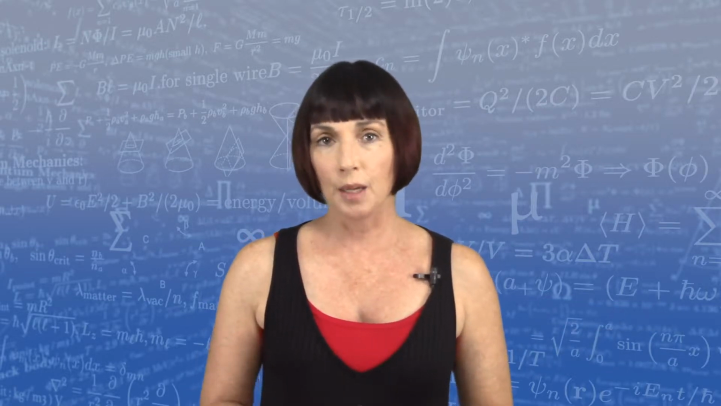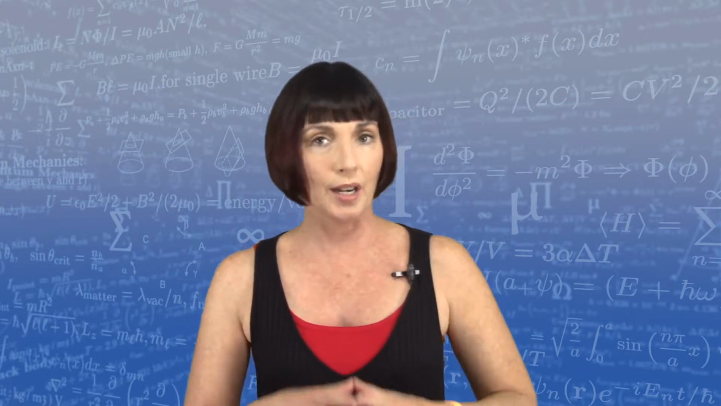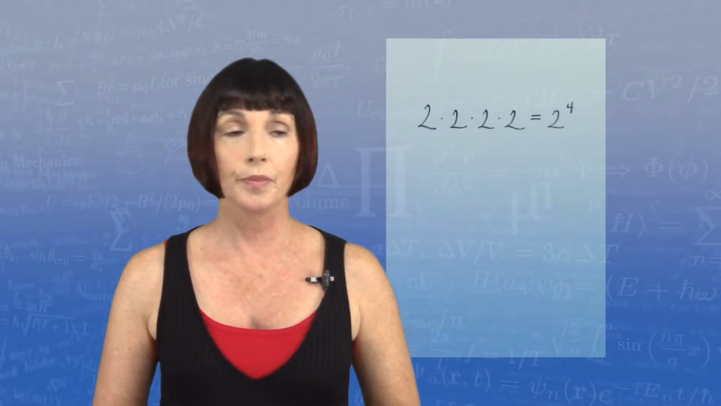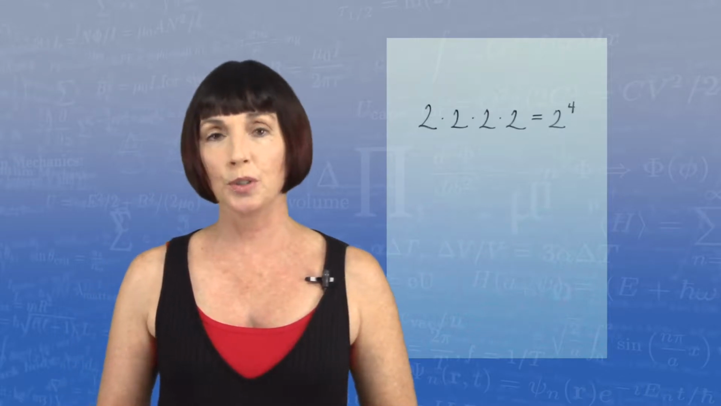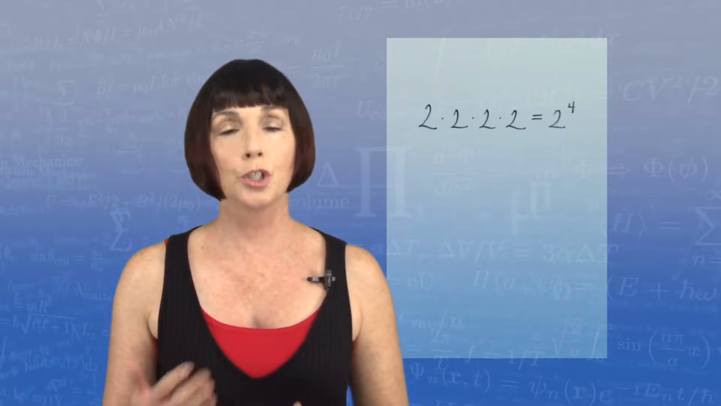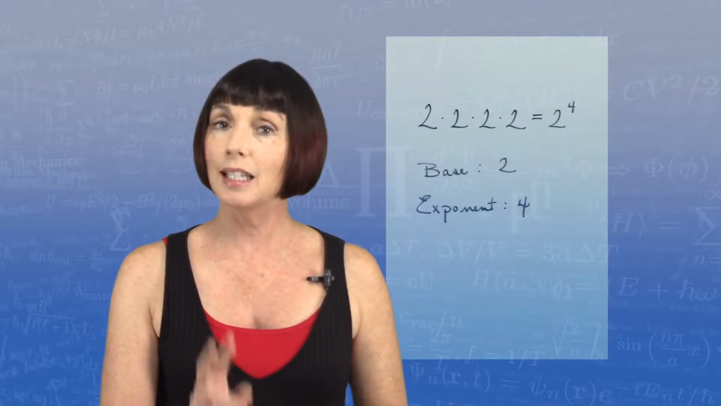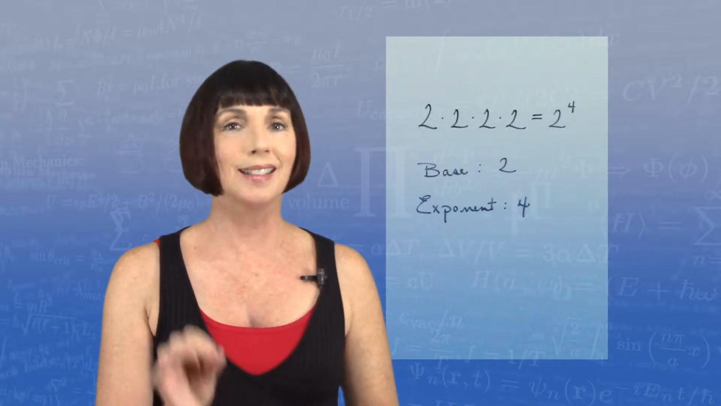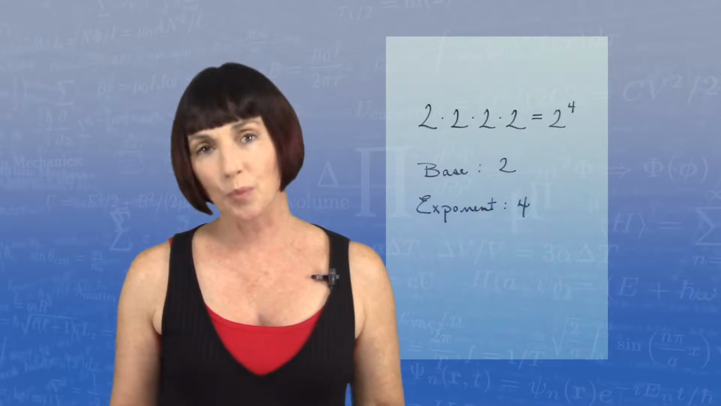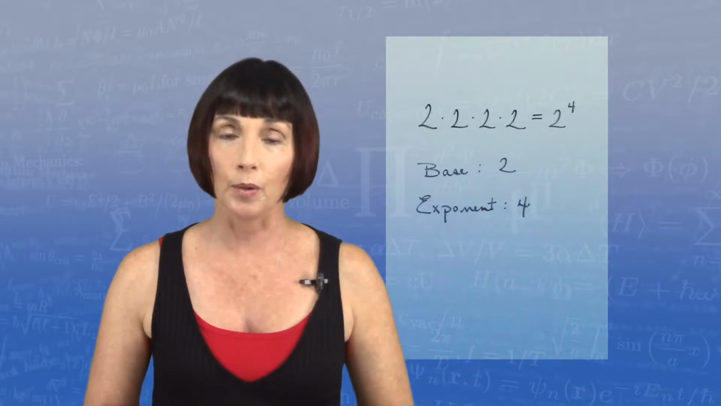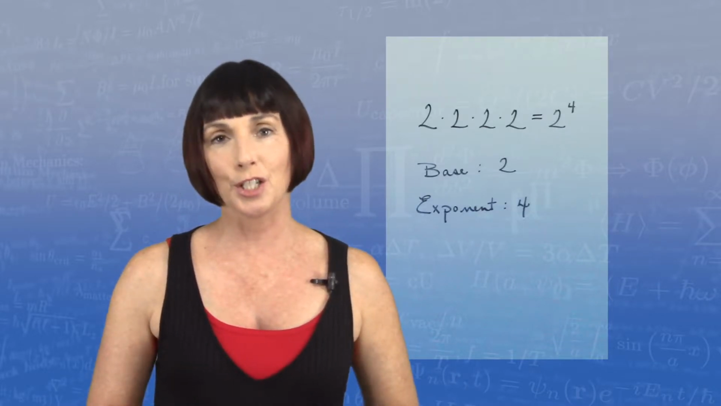When you multiply a number by itself 2 or more times, you can indicate that multiplication with an exponent. So for example, 2 times 2 times 2 times 2 is equal to 2 to the power of 4. Now in this case, the base is 2, and the exponent is 4. There are some properties you can use when working with exponents, but let's go over a couple of definitions first.